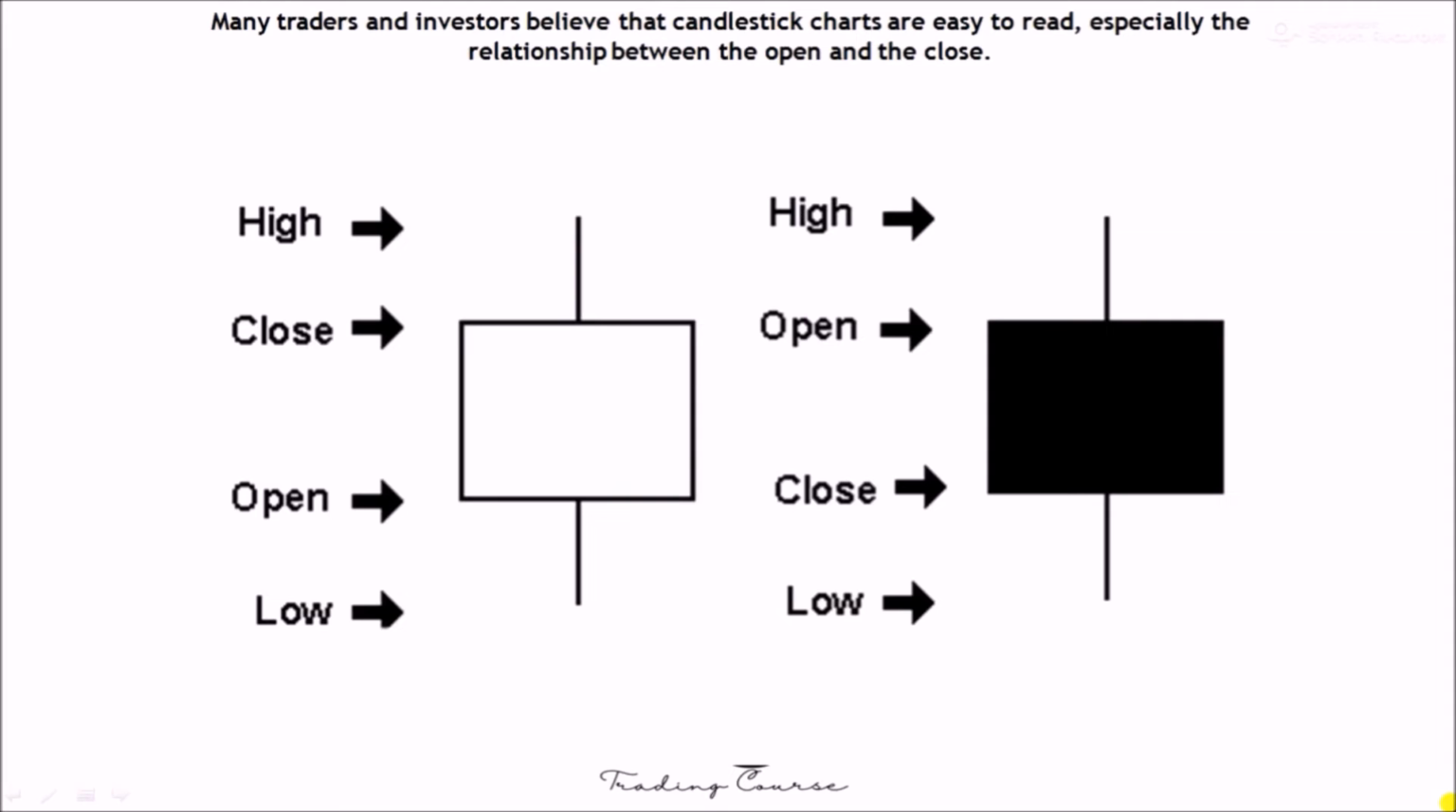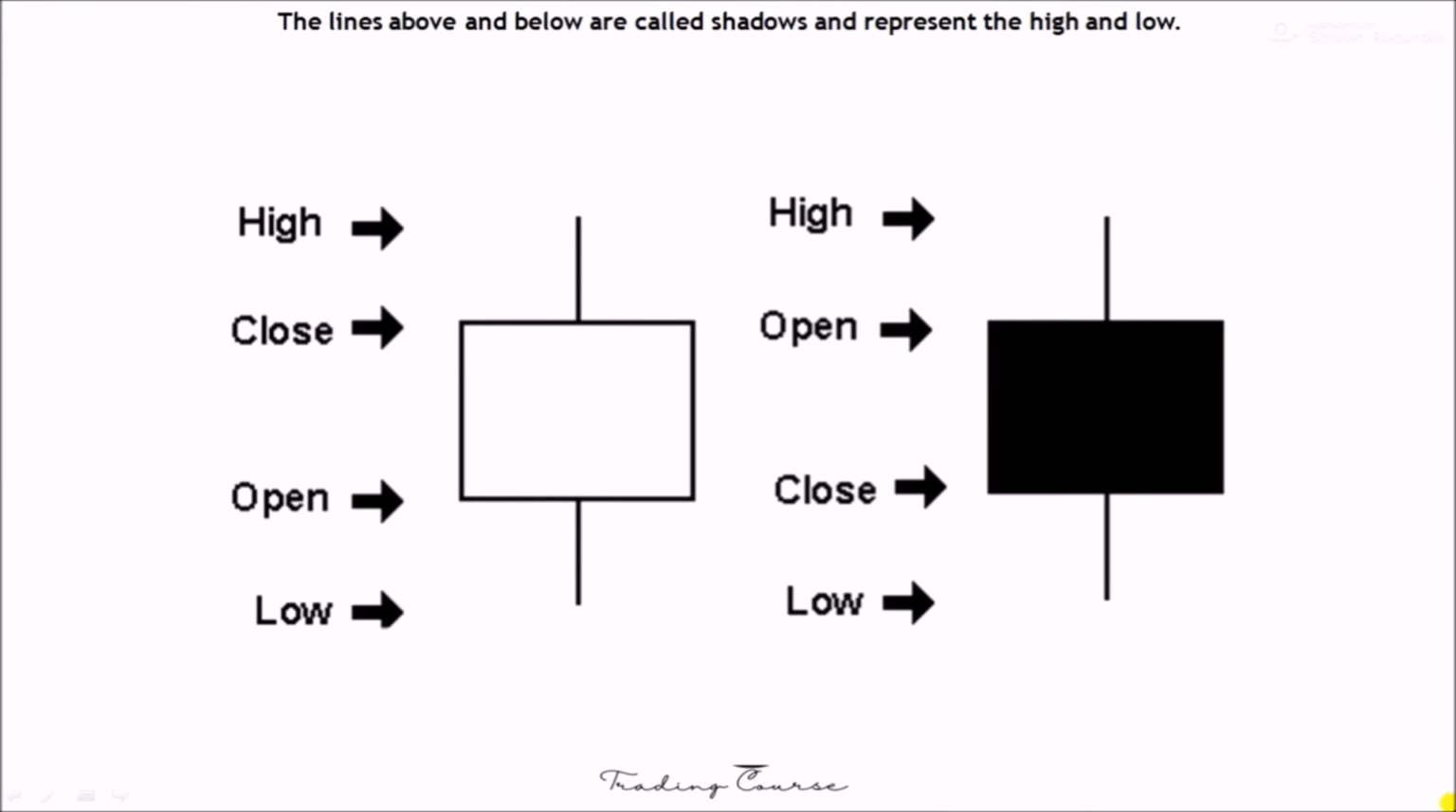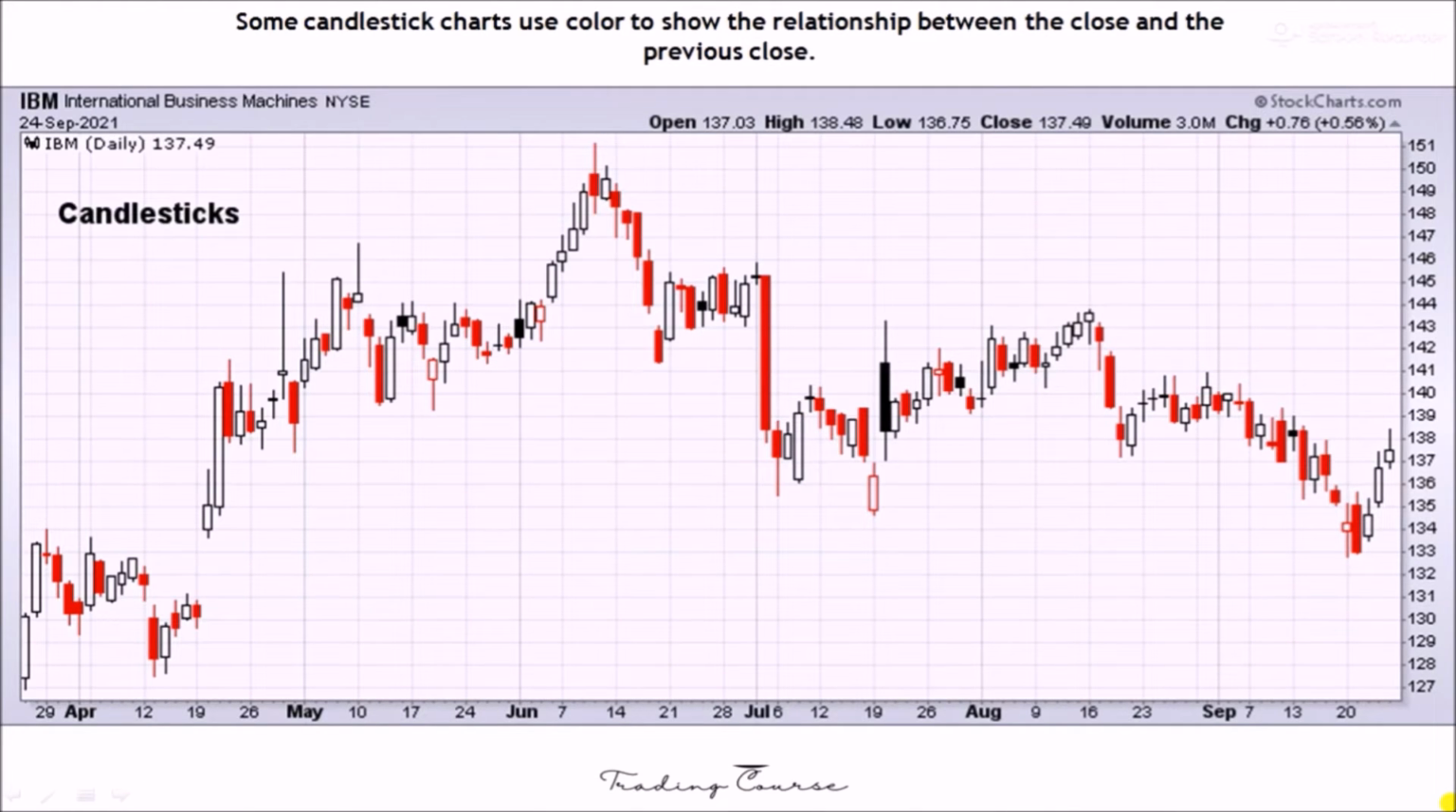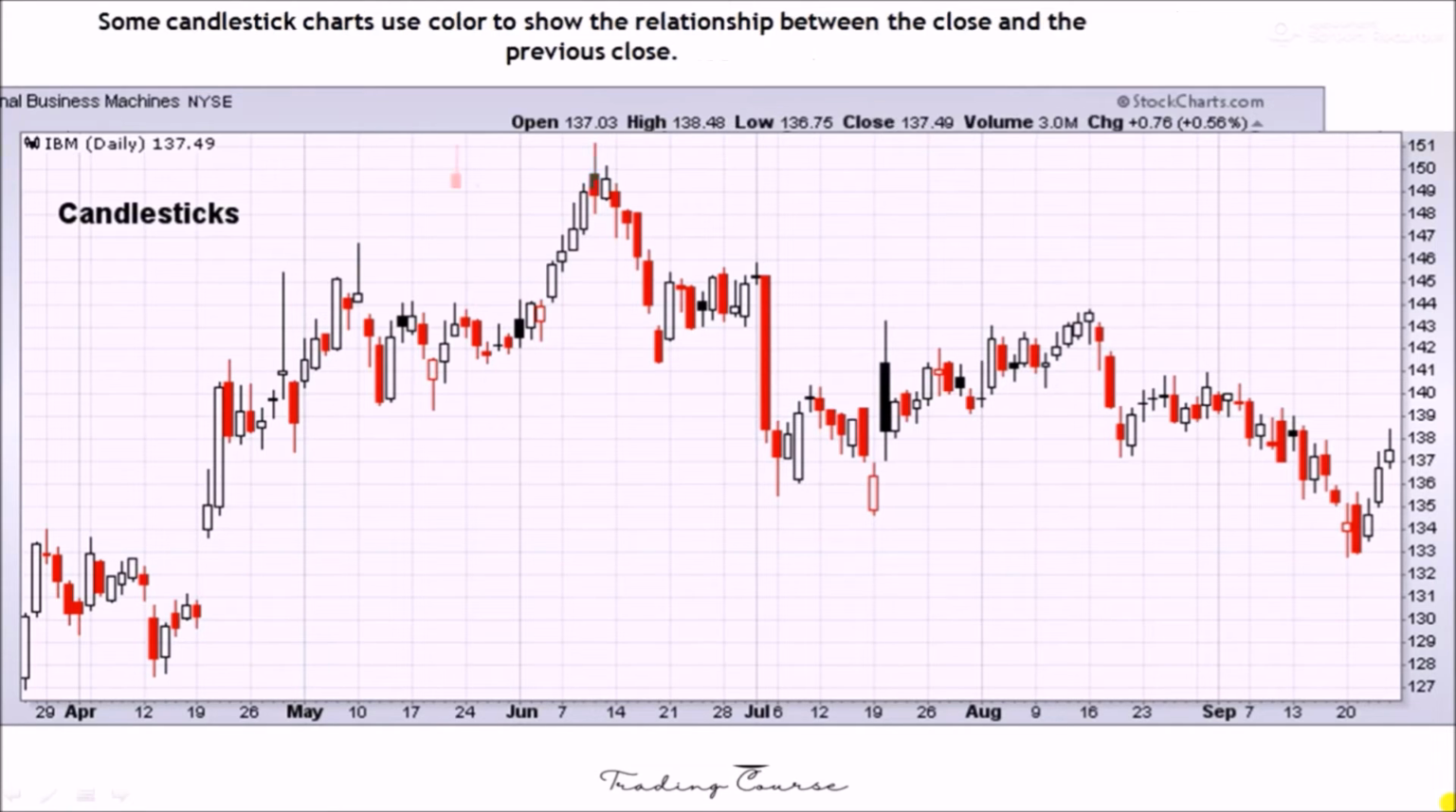Many traders and investors believe that candlestick charts are easy to read, especially the relationship between the open and the close. Hollow candlesticks form when the close is higher than the open, and filled candlesticks form when the close is lower than the open. The rectangular portion formed from the open and close is called the body, hollow body, or filled body. The lines above and below are called shadows and represent the high and low. Some candlestick charts use color to show the relationship between the close and the previous close.